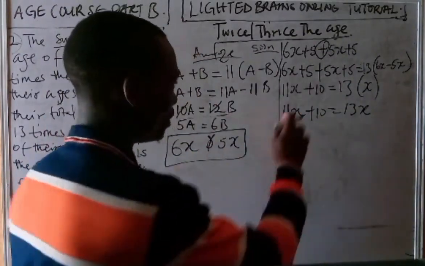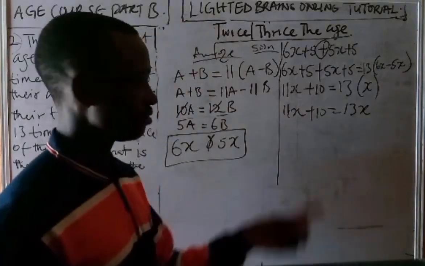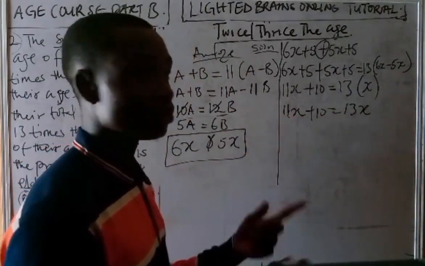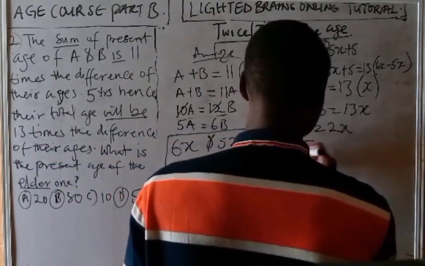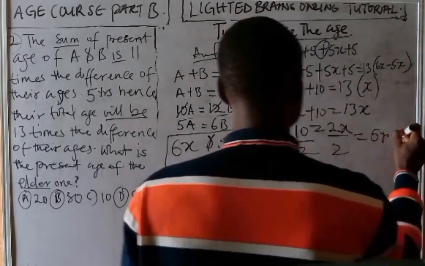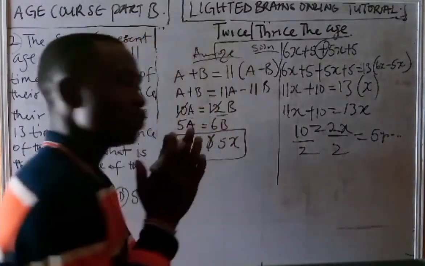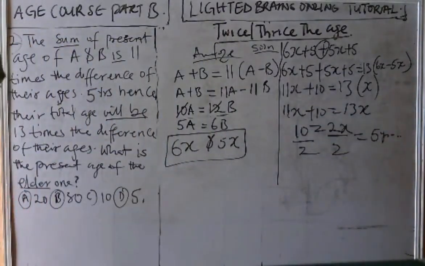Do you get it? 11x plus 10 is equal to 13x. So mathematically, when x moves to this side, we have 13x minus 11x, which will give us 2x. So 10 is equal to 2x. Dividing by 2 will give us 5. Do you understand now? So x is 5. So since you found x as 5, what are we left with now?